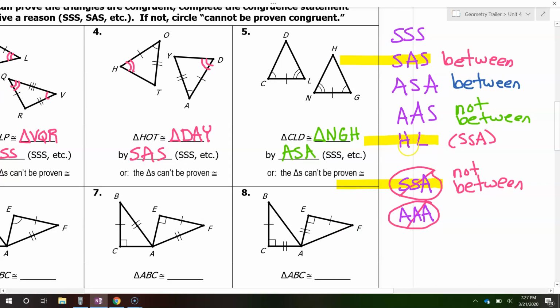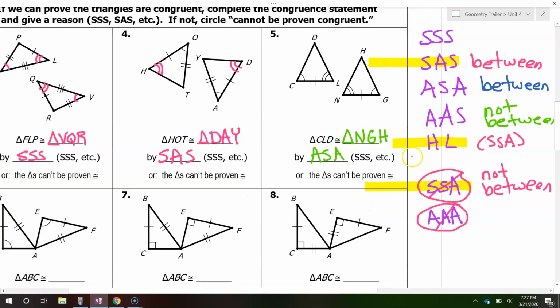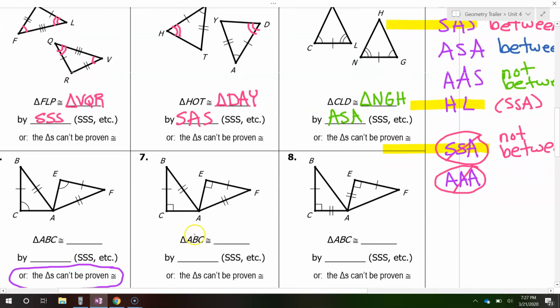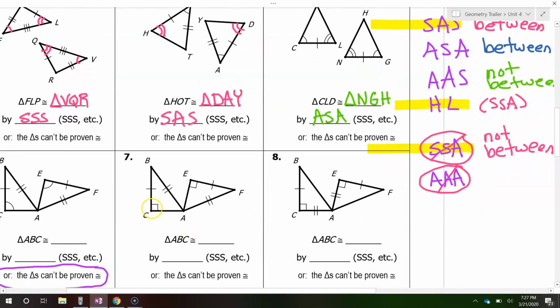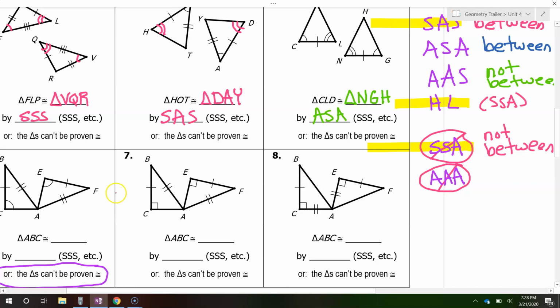Let's start with hypotenuse leg. Hypotenuse leg only works for right triangles. So this is a right triangle, so that means it could be hypotenuse leg. Well, let's see. This is the hypotenuse right here, it's across from the 90 degrees. And a leg is any other side that's not the hypotenuse. So we have the hypotenuse and we have a leg. So this is hypotenuse leg.